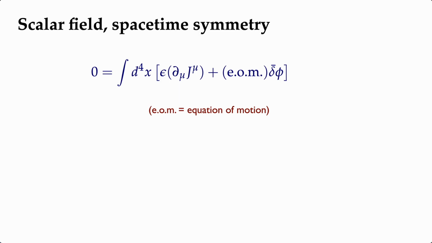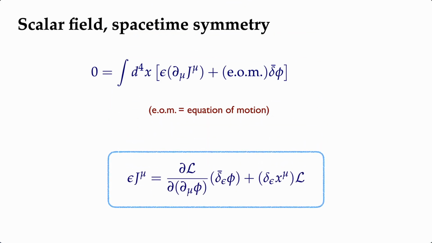No matter how complicated the intermediate steps are, the conclusion of the Noether procedure is the conservation law. The variation of the action contains a term proportional to the equation of motion and the four-dimensional divergence of the conserved current. For a scalar field, the explicit form of the current can be summarized in a single line as shown here.